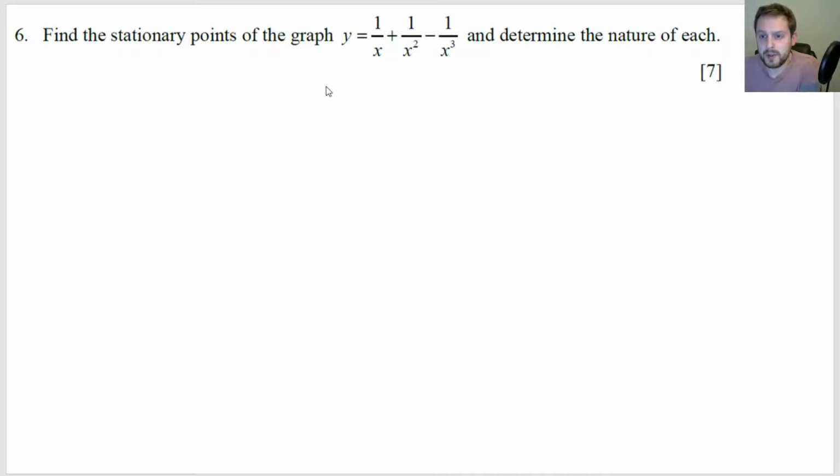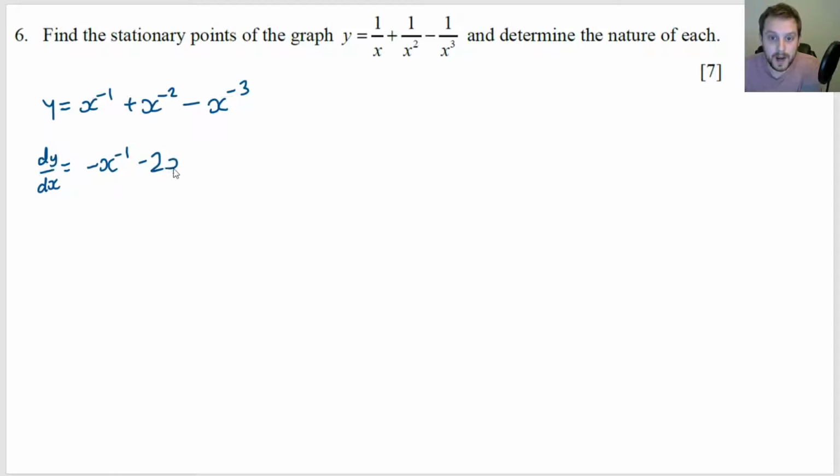So, find the stationary points of this here and then determine the nature of each of them. So that's going to be a second derivative test, right? So what I'm going to do is straight away write this using indices, because then it's going to be a lot easier to differentiate. So I just have to be very careful, basically. So times by the power and knock 1 off the power, times by the power and knock 1 off the power, times by the power and knock 1 off the power.